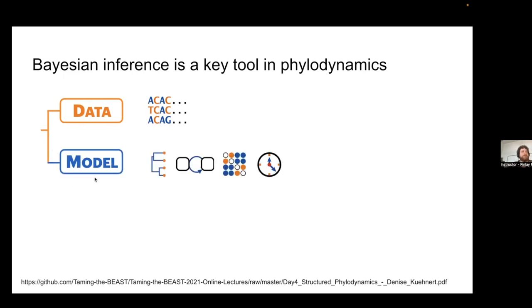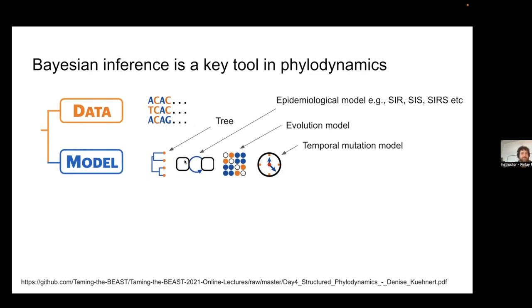And then we're developing a model for that data. So that model is made up of multiple parts. It could be the tree, the shape of the tree is part of that model. Our epidemiological model, so explaining the demographic change over time, so an SIR model, et cetera, that could be part of that model. We'd have an evolutionary model. We know certain mutations are more common than other mutations. We might have a temporal model, right? We might know how quickly mutations happen over time. Does that change over time? We're going to talk about that a little bit more going on.